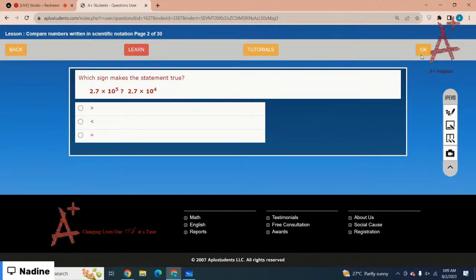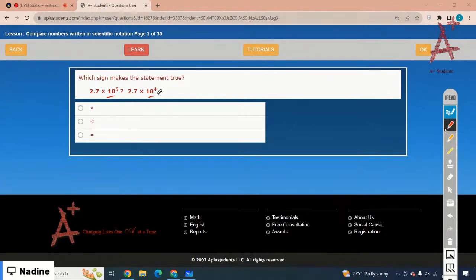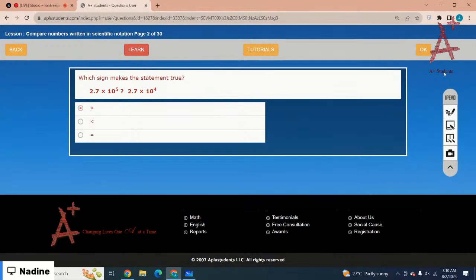Which sign makes the statement true? So which is the correct option? 2.7 times 10 exponent 5 and 2.7 times 10 exponent 4. So just compare the exponents. 5 is greater than 4, right? That means 2.7 times 10 exponent 5 is greater than 2.7 times 10 exponent 4, right? Option number 1 is the correct option.